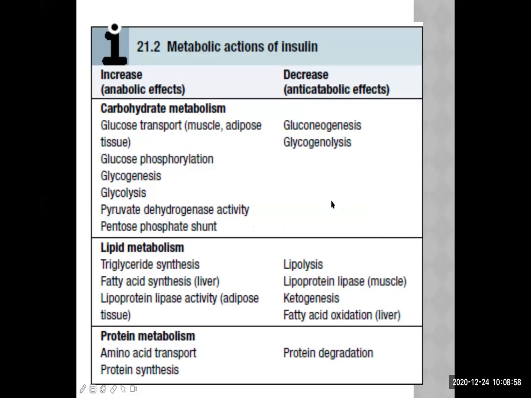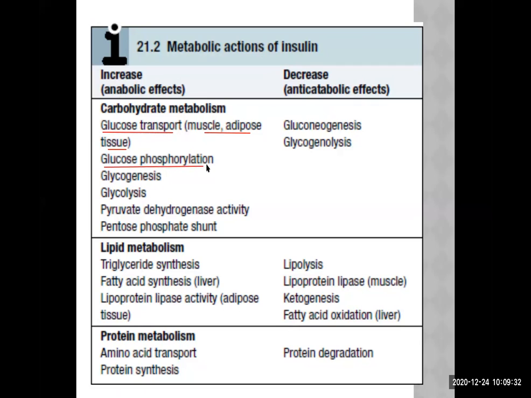Now, to summarize, what are the anabolic effects and what are the anti-catabolic effects of insulin? Let's follow this table. These are the anabolic effects, or all of these are increased or stimulated by insulin. Regarding carbohydrate metabolism, glucose transport inside the muscle and adipose tissue is stimulated by insulin. Every student knows this by now.